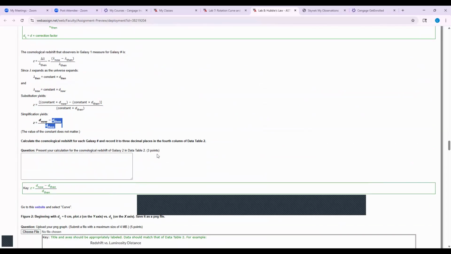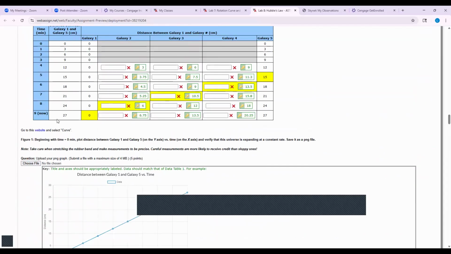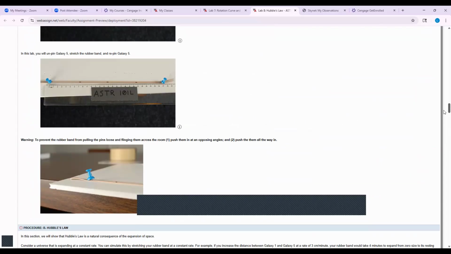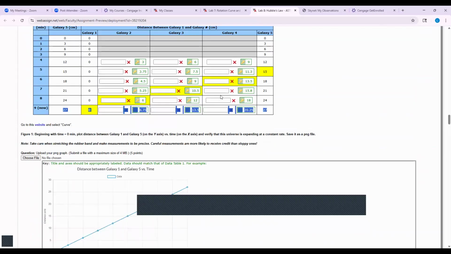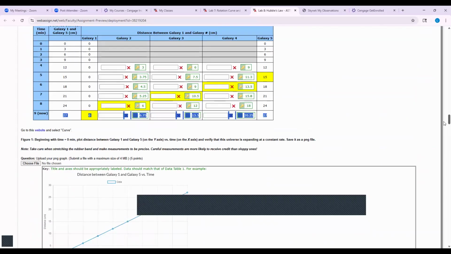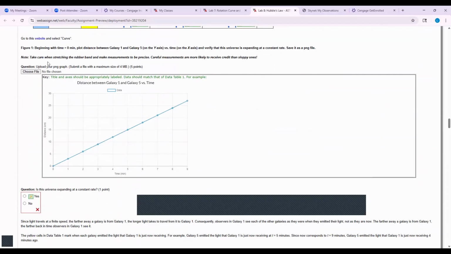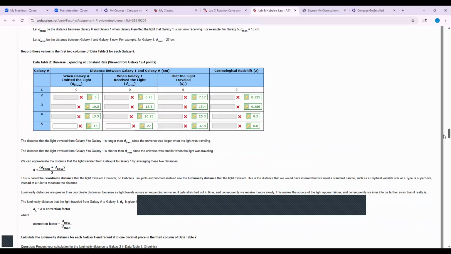And D now is the last row of the table, all the values that you see on the last row. This first activity is that you just expand the rubber band 3 centimeter every minute and fill out this table. That's a simple hands-on activity. After you're done, you can take a measurement for the Z shift, which we're going to do on table 2.